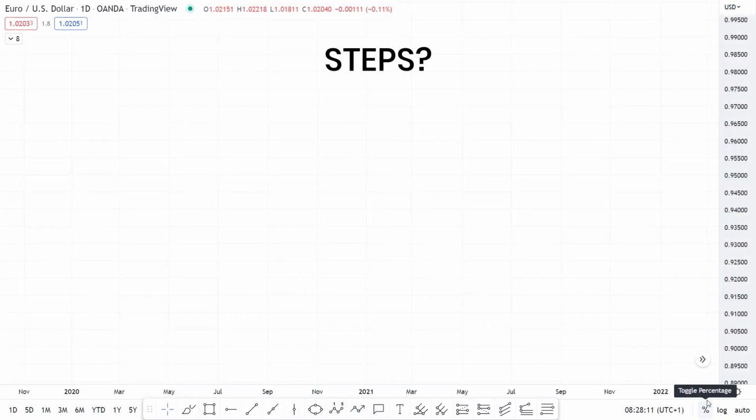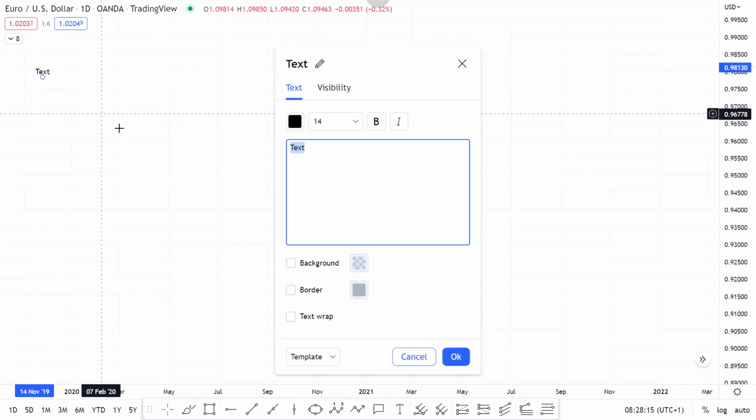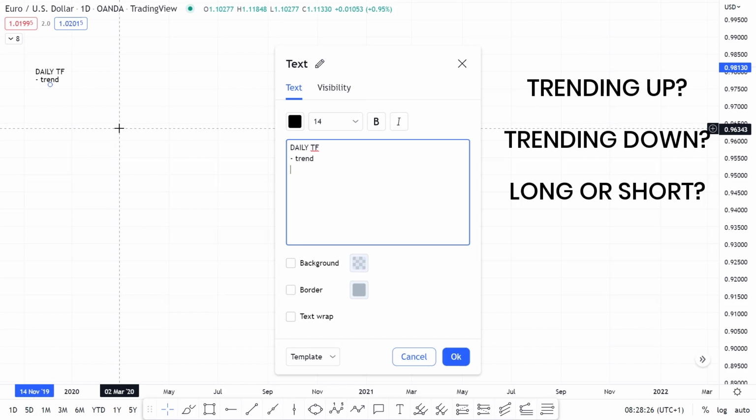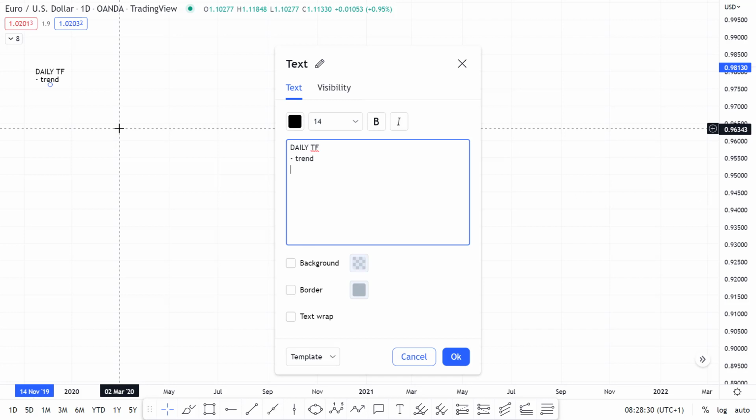So what are the steps involved in the strategy? Well, using the daily time frame, we're firstly going to confirm the trend. Are we trending up? Are we trending down? Are we looking for longs? Are we looking for shorts? For this strategy, we're always going to be following the trend and going with the flow, with the current of the moving market.